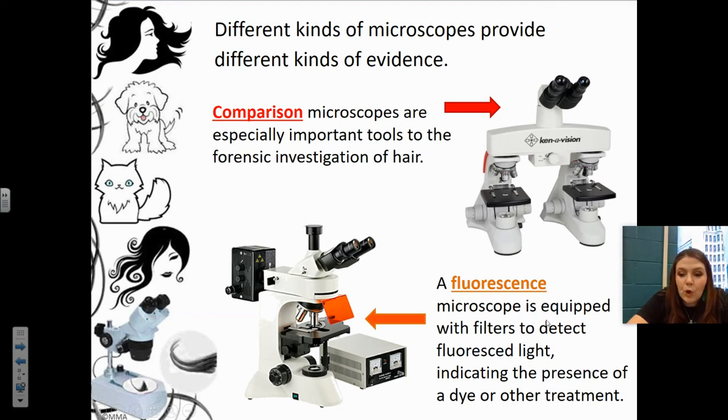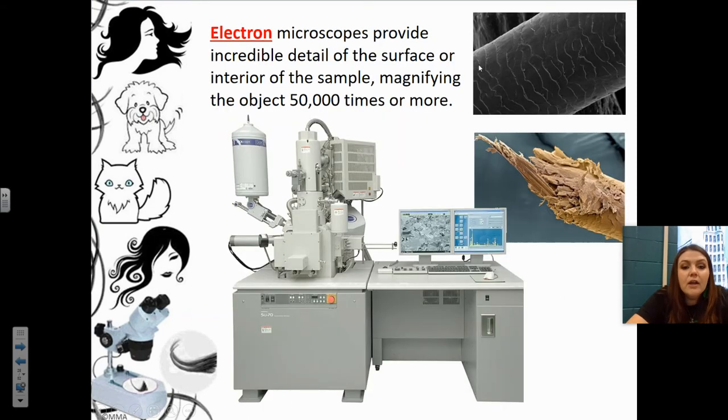Fluorescence. So a fluorescent microscope is equipped with filters to detect fluorescent light, indicating the presence of dye or other treatment. So this is a very cool microscope to see if they have colored hair. The electron microscope provides incredible detail on the surface or interior of the sample, magnifying the object 50,000 times or more. So this whole thing is one big microscope, crazy expensive, very, very cool. And like the name suggests, electron microscope, it gets so in detail.